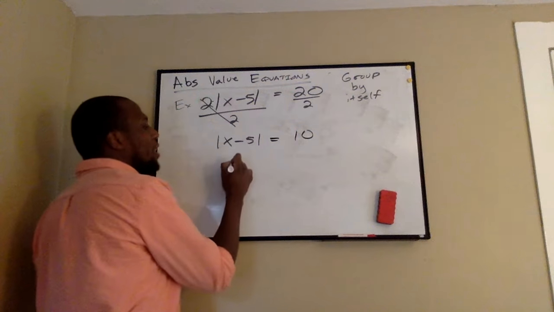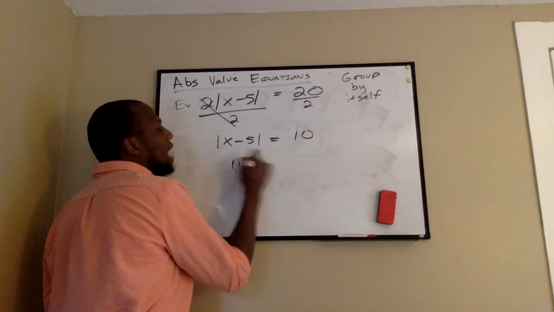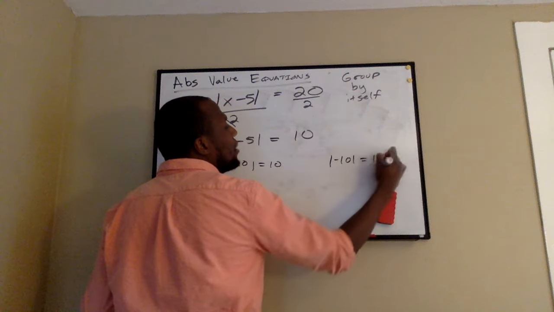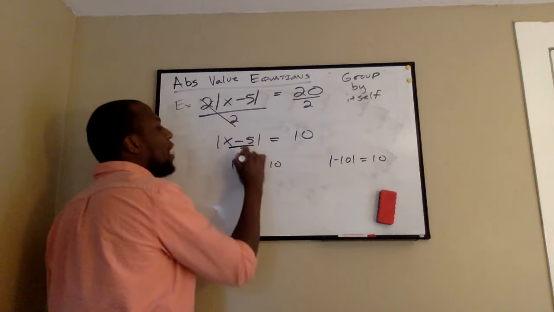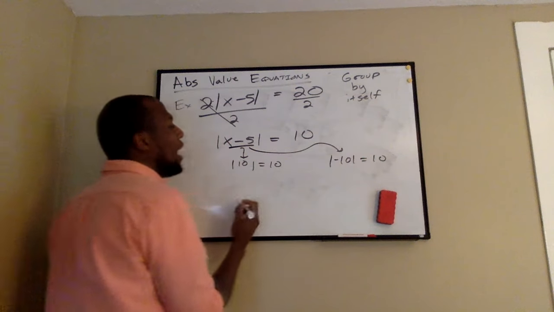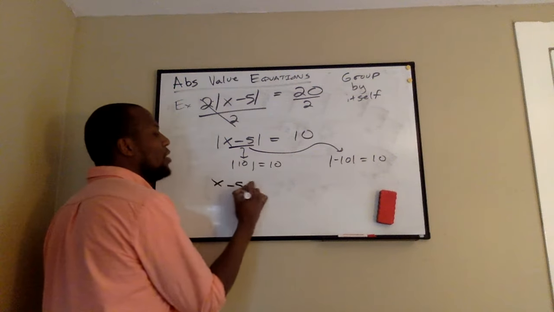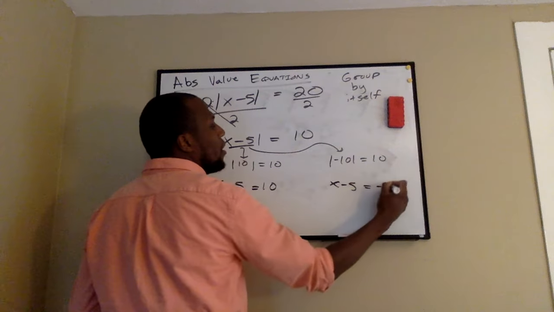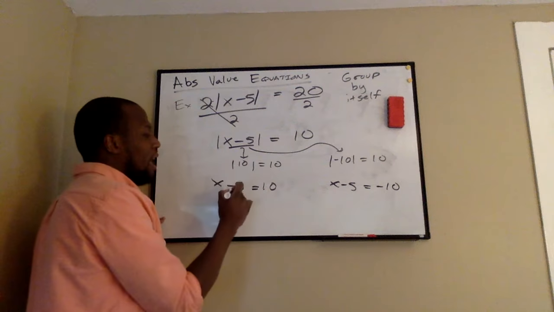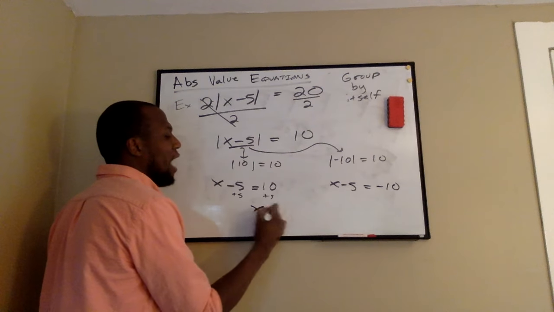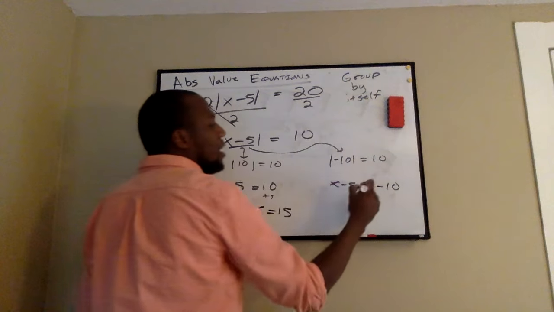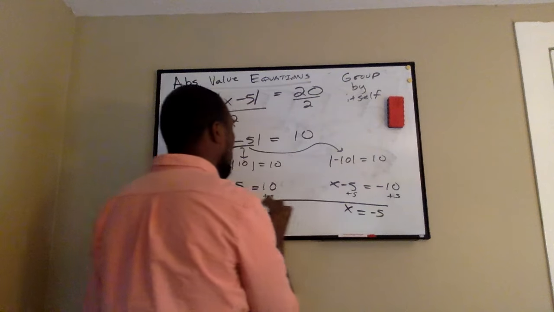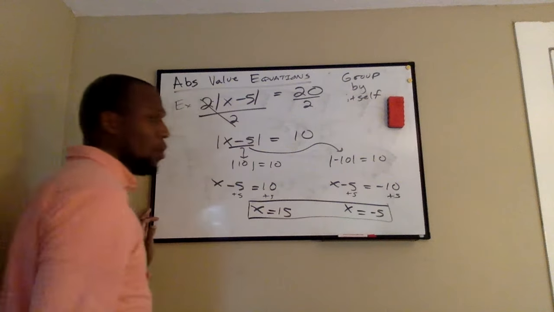Think about it. The absolute value of positive 10 is equal to 10, but also the absolute value of negative 10 is equal to 10. So this x minus 5 could be 10, or it can equal negative 10. Set up both those equations. Solve for x. Add 5. I get x is equal to 15. Add 5. I get x is equal to -5. And both of those answers work.